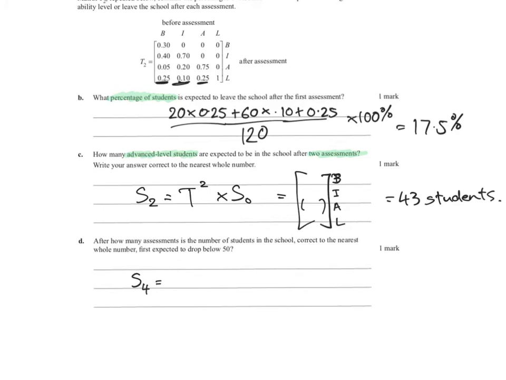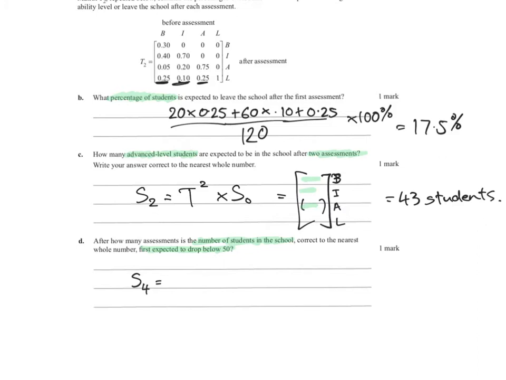And what we're trying to do here, guys, is we're trying to work out the number of students, I'll highlight it, the number of students that are still in the school, and when that first drops below 50. If they're in the school, they're either at beginner, intermediate, or an advanced level. So we want to find, when we add those 3 values, when it's first below 50.